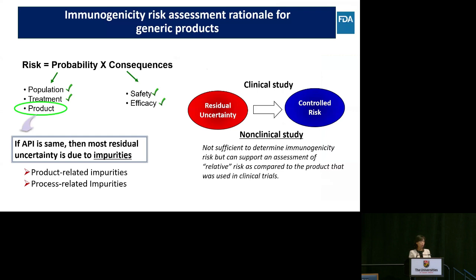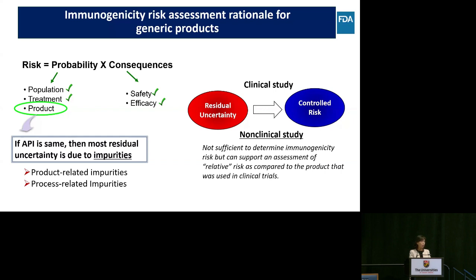Okay, the risk of a drug product can be determined by looking at both probability and consequence. In the case of generic products, the API is the same as the reference product, and the treatment population is also the same. So the most residual uncertainty is coming from impurities. And you all know that there are two types we are concerned with, product-related impurities and process-related impurities, and both of them are known to impact safety or efficacy.